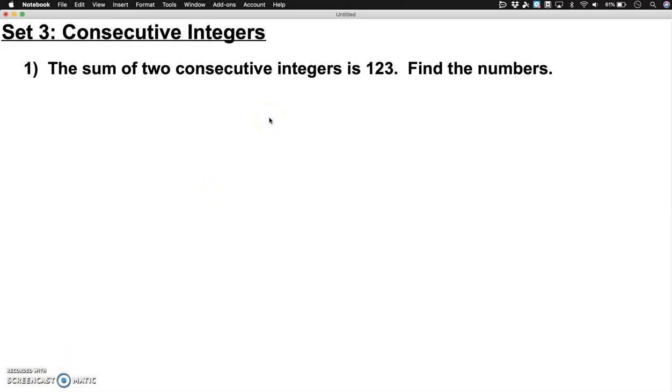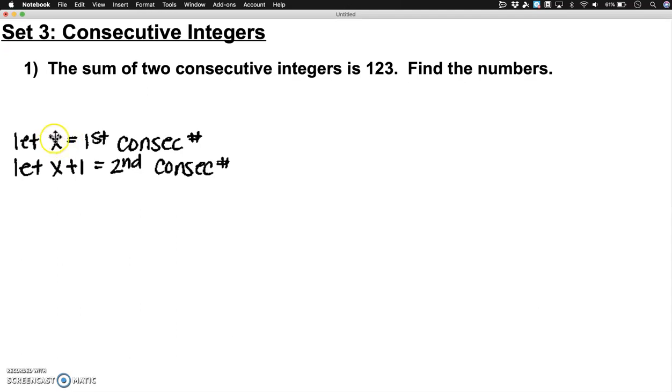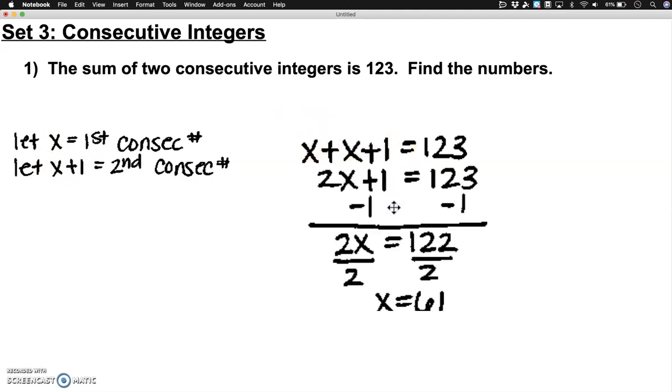Here, the sum of two consecutive integers is 123. Find the numbers. We're going to use the patterns that we defined previously. We're going to let x be the first number and x plus 1 be the second number. And we know when we add these two numbers together, we get 123. So x plus x plus 1 equals 123, and then we're able to solve. So we know the first number is 61, and so the second number is 62.